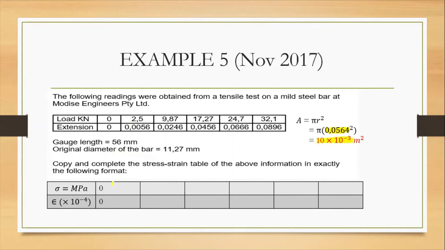Then the first two are going to be 0 and 0, because 0 doesn't change anything. Can you please calculate for me what would be the stress here? Remember, it's force over area. The force is 2.5, the area is 10. Can you please punch it for me? 250. I'm also punching 2.5 times 10 to the exponent 3, because it's kilonewton. How much do we get, guys? Hello?